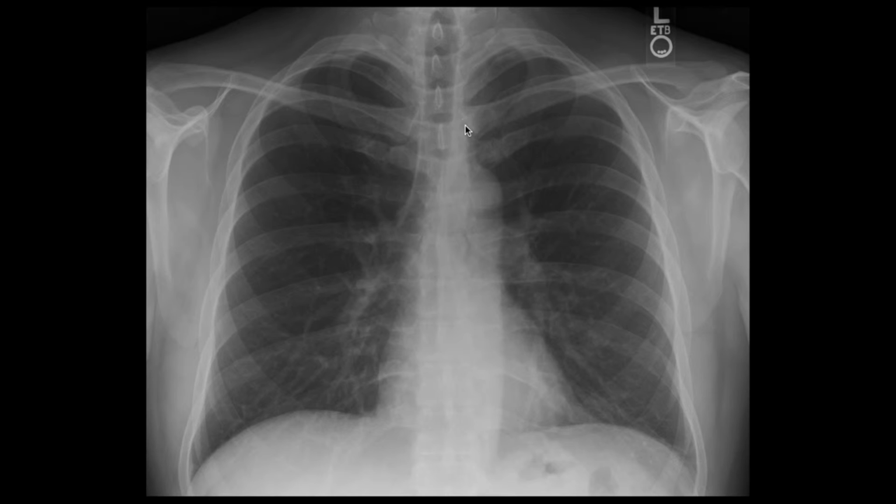The medial heads of each clavicle are approximately equidistant from the spinous process of the vertebra here. Thus the patient is well positioned and not rotated. Now, having been sure of the adequacy of the film, let's discuss a systematic approach.